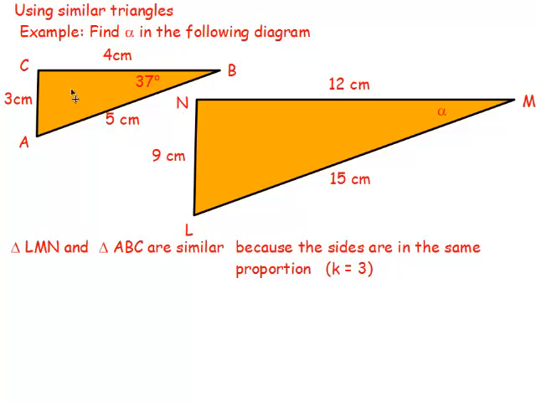Once we know they're similar, we know that corresponding angles must be equal. So alpha in this case must be equal to 37 degrees because it corresponds to this angle here.